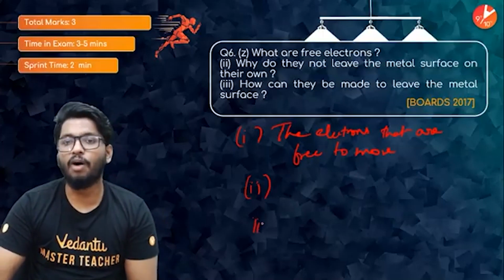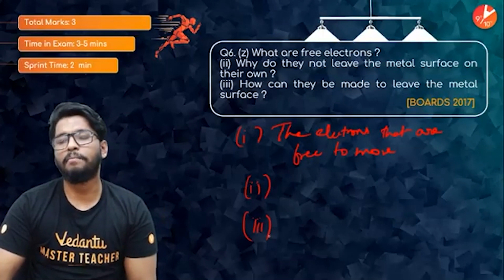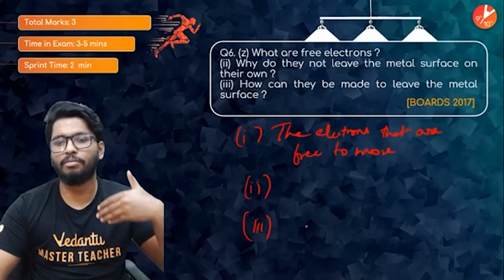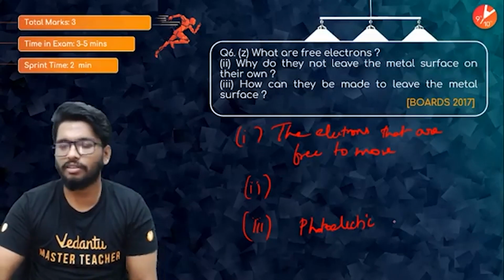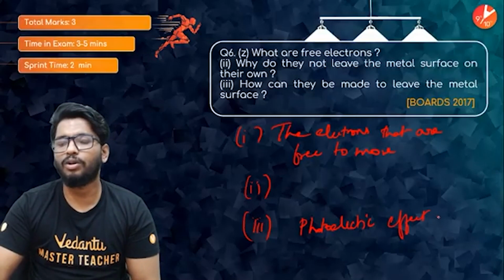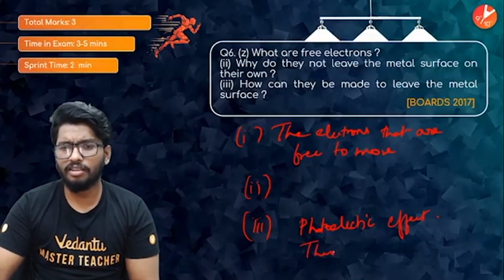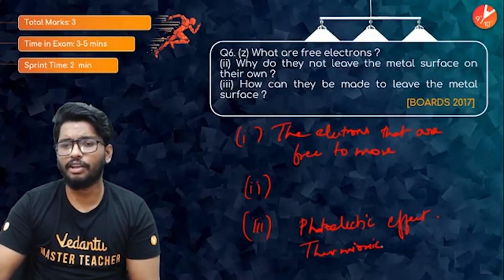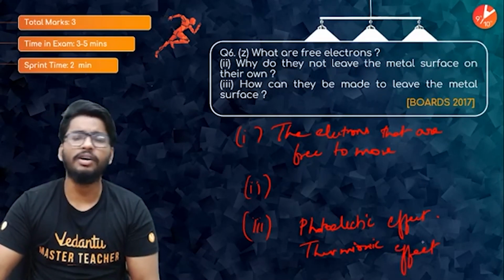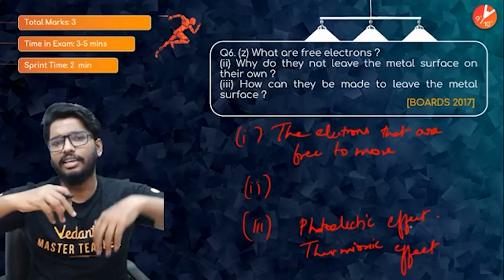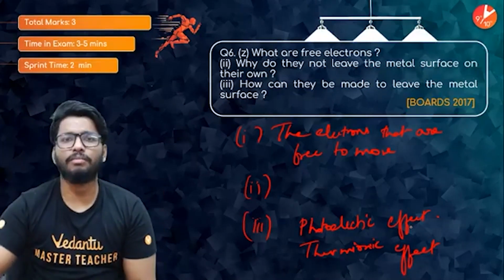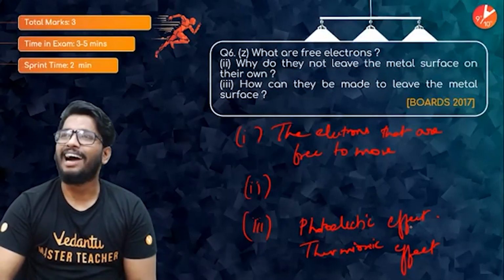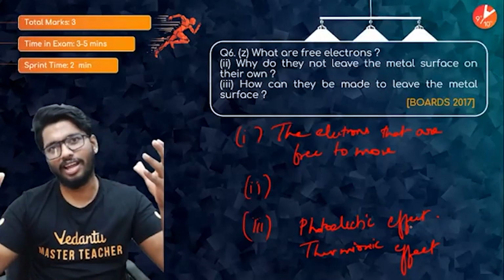Third part of the question is, how can they be made to leave the metal surface? You can make them leave either by photoelectric effect, that is basically shining a light at a certain frequency. Or you can also do thermionic emission, where basically you give heat energy to it. So either of these two can be used to get the electron out, or emit the electron from the metal surface, right?